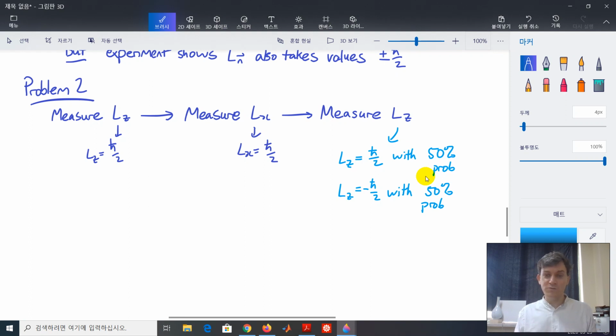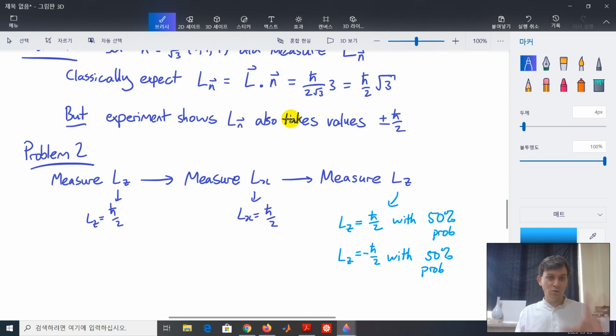Okay, so what both of these problems show is that it's impossible to measure all three components of the angular momentum at the same time. If you try to measure one and then measure another, then that will change the result of the value of the first measurement.